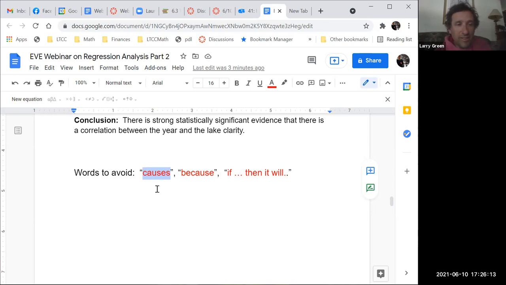So don't ever use the word cause if all you have is statistics. I gave you an example where there is a cause, but statistics didn't establish it. Here's another example. Let's say the X variable is how many gray hairs a person has, and the Y variable is their age. Do you think there's a correlation to that?